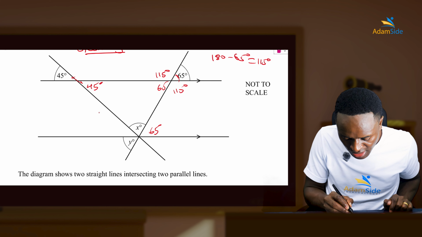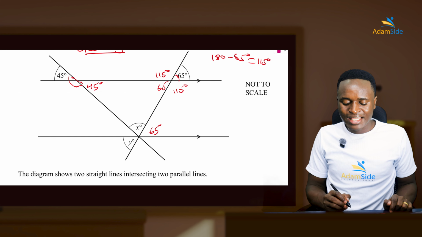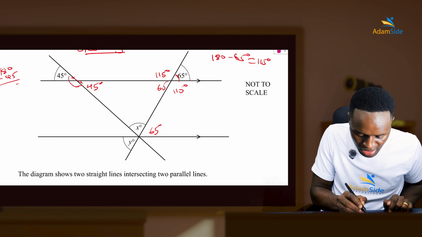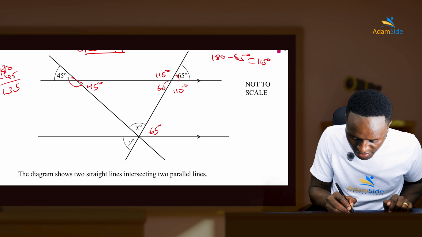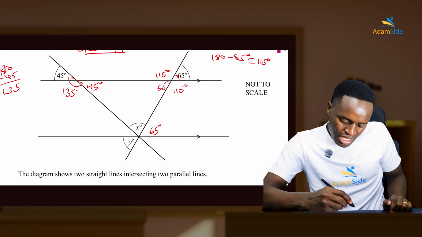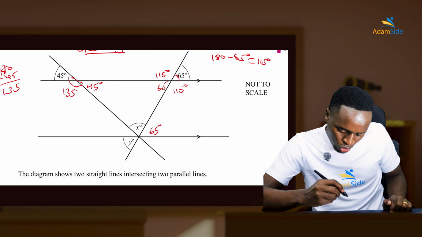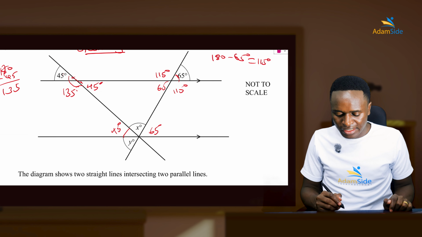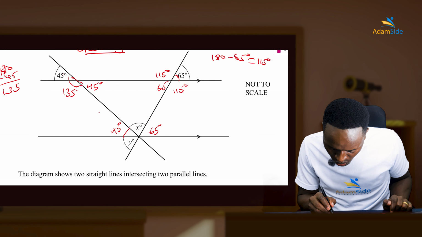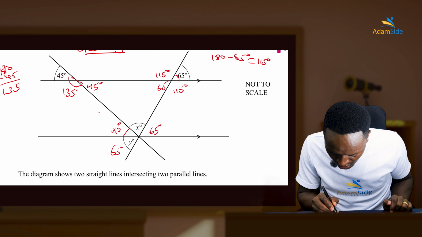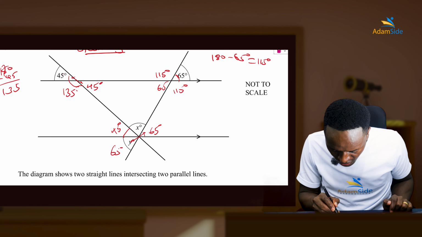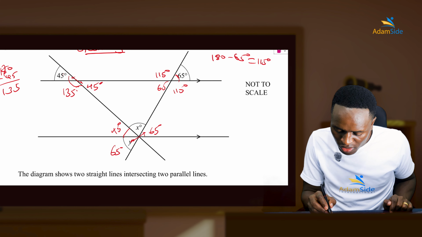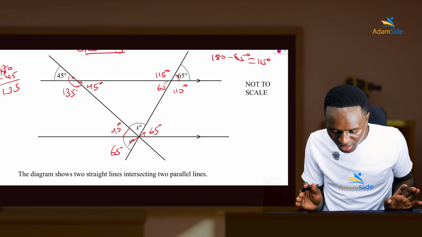45, this is an angle in a straight line, add up to 180 degrees. So 180 minus 45, what do you get? You get here 135. So this is 135 degrees. An angle on top here corresponds to an angle here. So this is also 45 degrees. Correct. And then the 65 degrees here is a vertically opposite angle to angle Y. So angle Y is 65 degrees. Correct.